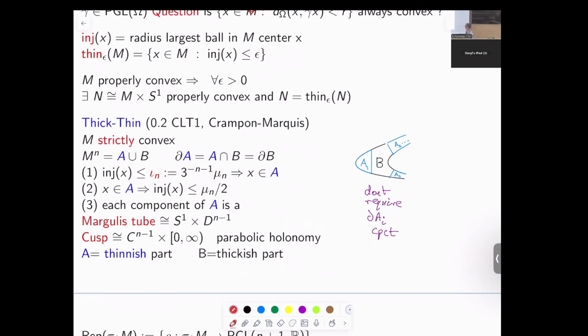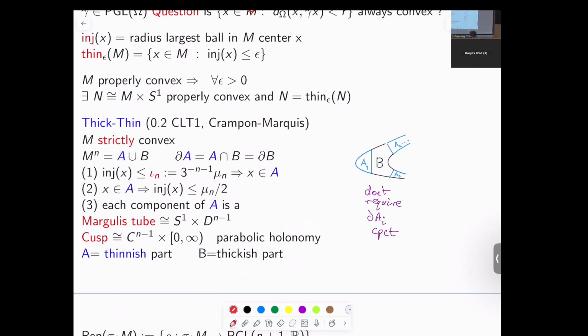And the deal here is that C might not be compact. I've been talking about maximal rank cusps where this is compact. But in general, you have this thick-thin decomposition. The manifold B needn't be compact. The boundary of B needn't be compact. You can have these cusps. And then A is called the thinnish part, and B is the thickish part.